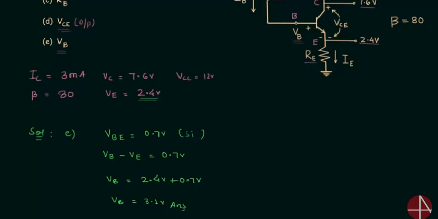Now we will solve the D part. In D part we have to calculate the output voltage VCE. We already know the value of VC, it is equal to 7.6 volts, and the value of VE, it is equal to 2.4 volts. So we can calculate VCE, it is equal to VC minus VE. So we have 7.6 volts minus 2.4 volts. When you solve this, you will have 5.2 volts as the value of output voltage. This is the answer of the D part.